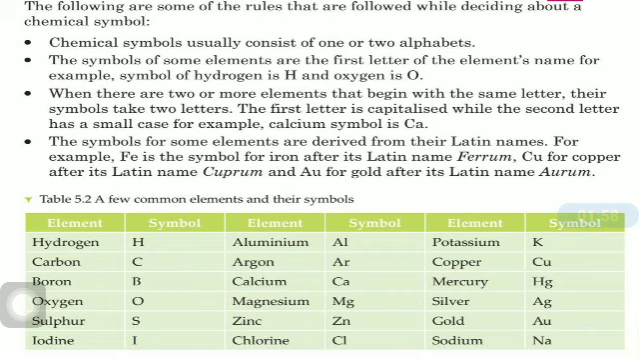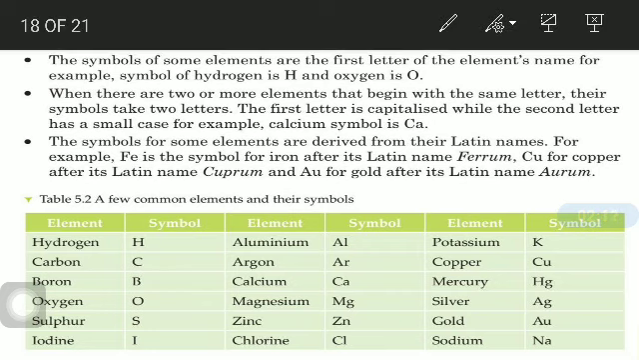So, first is chemical symbols usually consist of one or two alphabets. The symbols of some elements are the first letter of the element's name. For example, symbol of hydrogen is H and oxygen is O, as said earlier. When there are two or more elements that begin with the same letter, their symbols take two letters. The first letter is capitalized while the second letter has a smaller case. For example, calcium symbol is Ca.